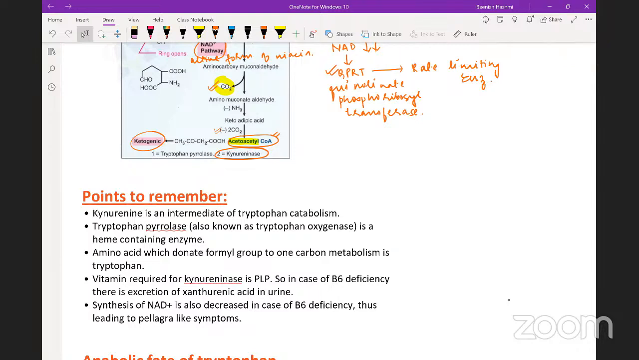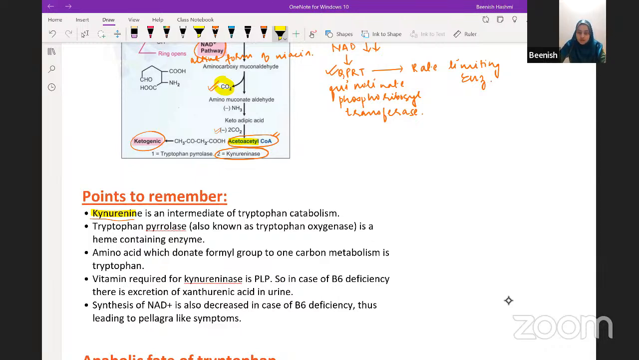That is, kynurenine is an intermediate of tryptophan catabolism. Okay. So after you've studied the metabolism of all the amino acids, it will get really confusing. So you should bullet these points down, like even a simple MCQ that kynurenine is an intermediate in the pathway of which of the following amino acids, and you have multiple options. Okay, so sometimes even such direct questions will also confuse if you're not very thorough with the facts. Okay, tryptophan pyrrolase, also known as tryptophan oxygenase, as I told you, is a heme containing enzyme.